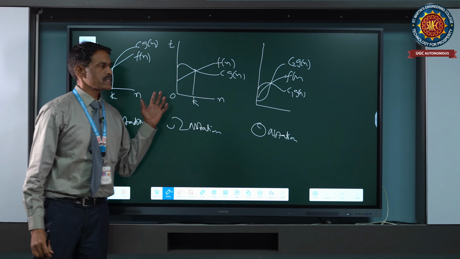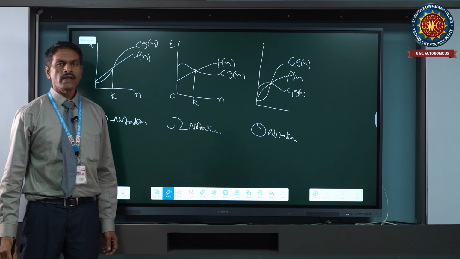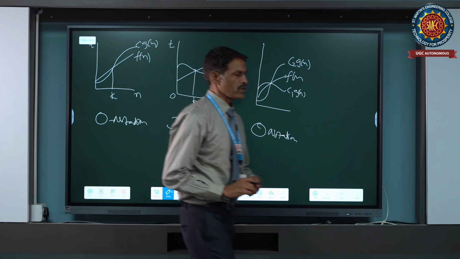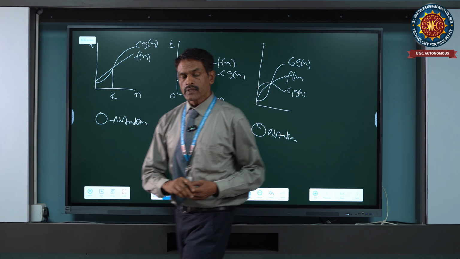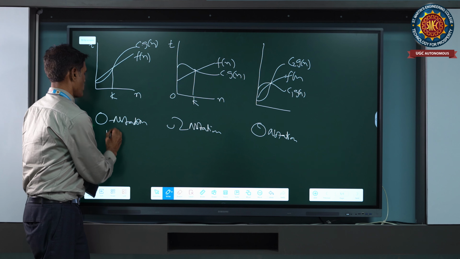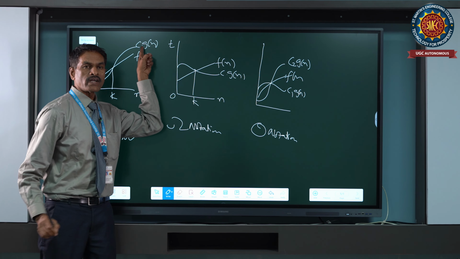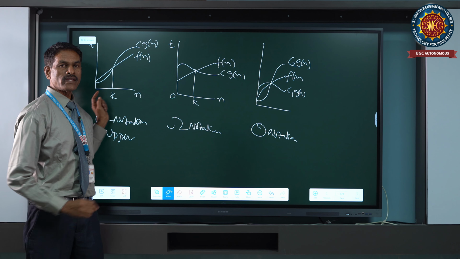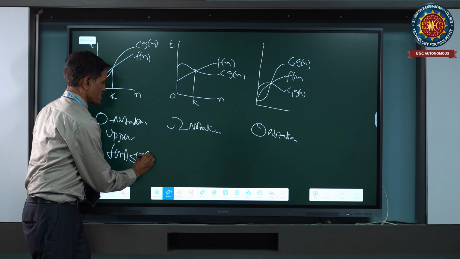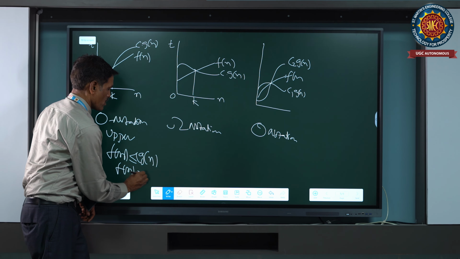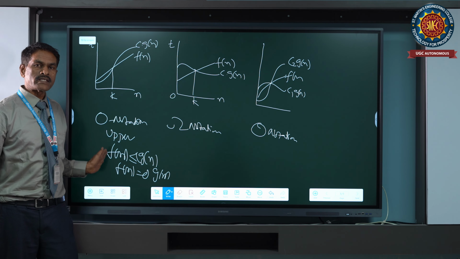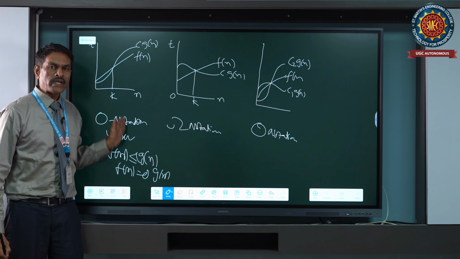Here, there are three types of notations. Under this, the graphical representation is an example of the big O notation. Big O notation gives an upper bound on whatever the function is. So for a function f of n, we use f of n less than or equal to c times g of n, or f of n equals O of g of n. This is the mechanism we use for the upper bound, that is, the big O notation.